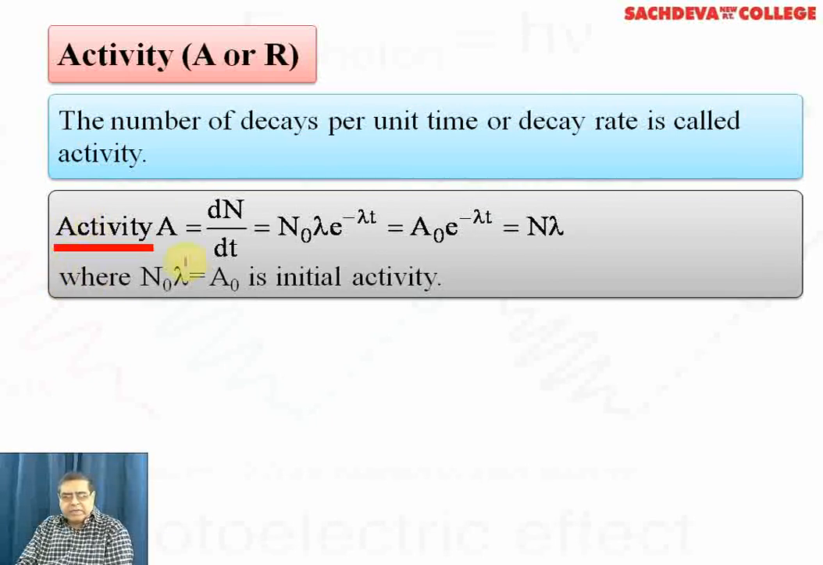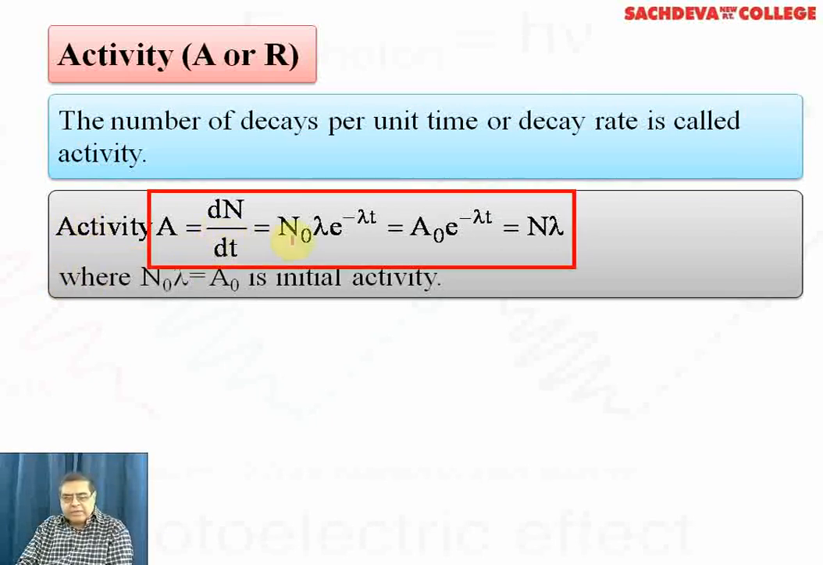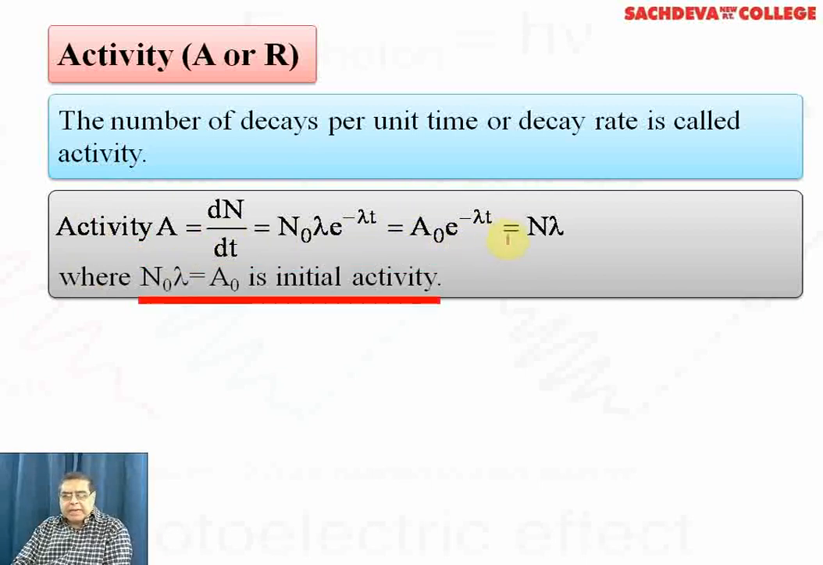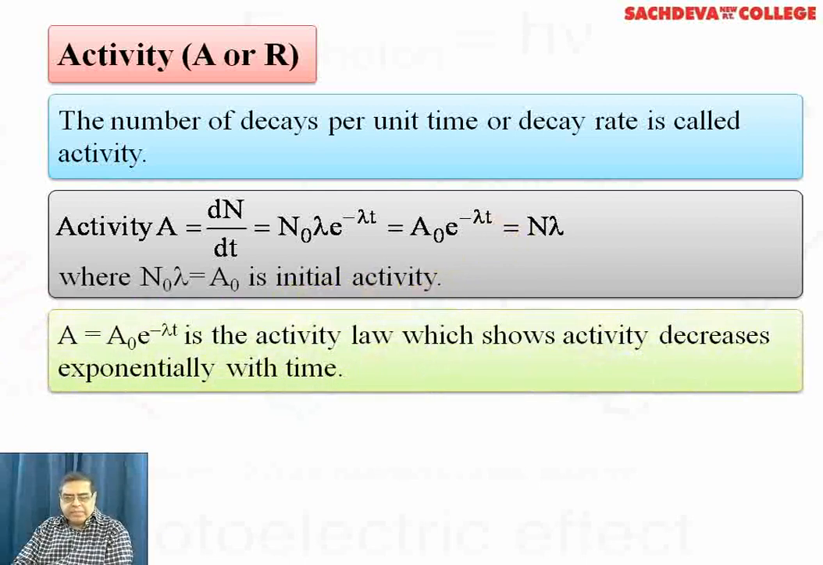Well, activity is given as dN over dt, that is N naught lambda e to the power minus lambda t, and it is simplified further, and it will become N lambda. N naught lambda is equal to A naught, the initial activity. A is equal to A naught e to the power minus lambda t, the activity law, which shows activity decreases exponentially with time, which I have just now discussed.